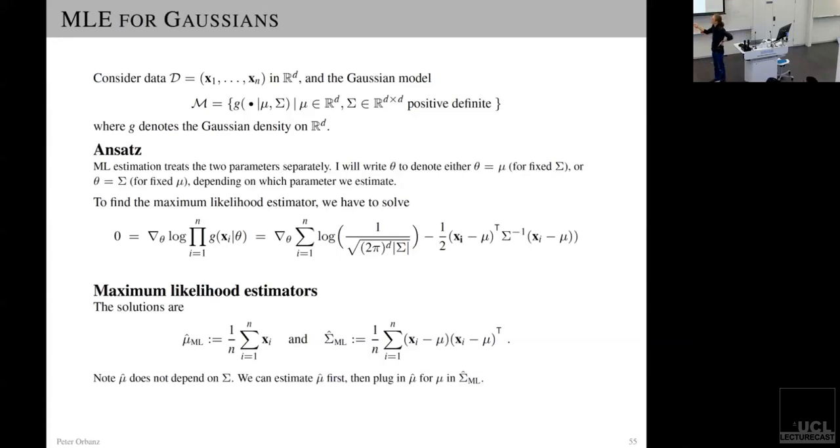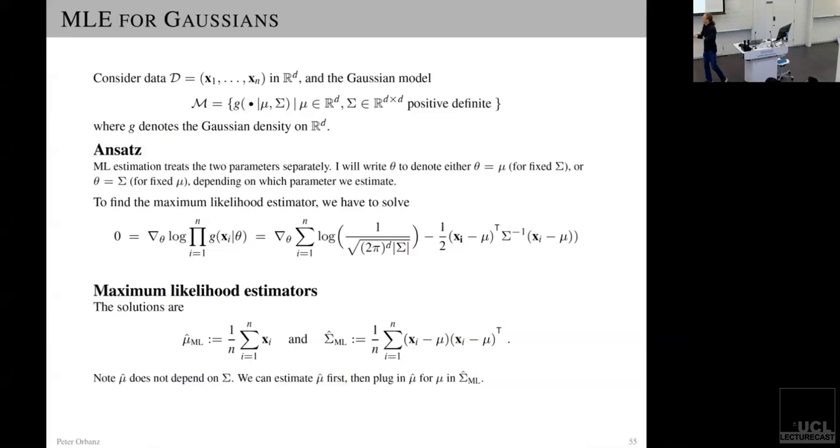In maximum likelihood estimation for the Gaussian, we can treat the two parameters separately from each other, basically because of this property of the Gaussian that we can independently shift it around and scale it. So none of the two parameters is a function of the other. I'm just going to write theta for whatever the parameter is that we want to estimate right now. When we're estimating the mean and fixing the covariance matrix, then theta is the mean, and otherwise it's the covariance matrix.